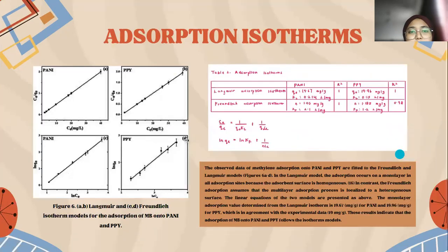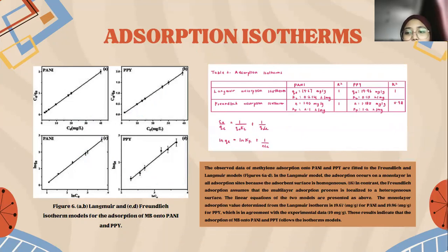So the next one is in terms of adsorption isotherm, where figures 6A and B are the Langmuir and C and D are the Freundlich isotherm models for the adsorption of methylene blue onto polyaniline and polypyrrole. So the observed data of the methylene blue adsorption onto polyaniline and polypyrrole fit the Freundlich and Langmuir models.